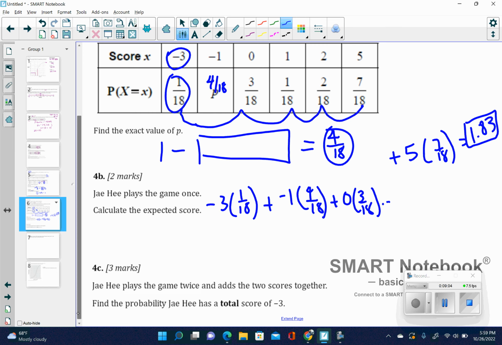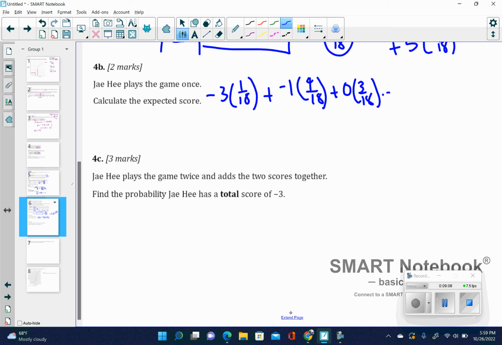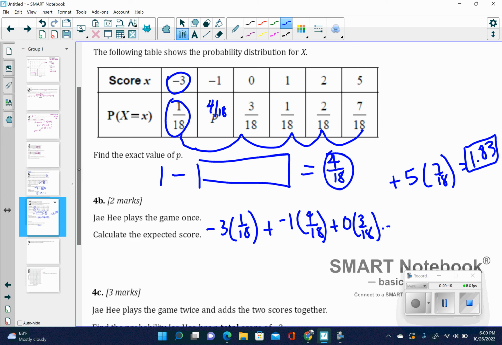This question that we're going to do right now, 4C, was probably the hardest one on the whole test. He plays the game twice and then adds the 2 scores together. Find the probability that he has a total score of -3. Remember, to get a -3, if you take -1 and 0, that does not give you -3. The only combination to give you a -3 is -3 and 0.